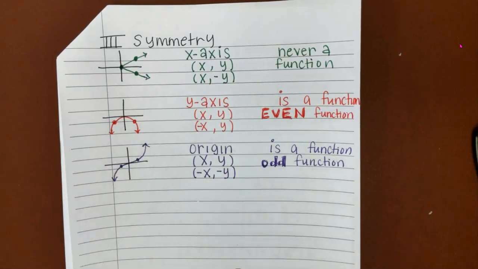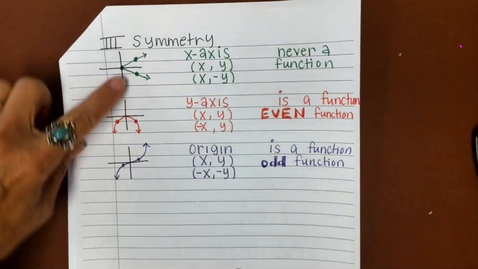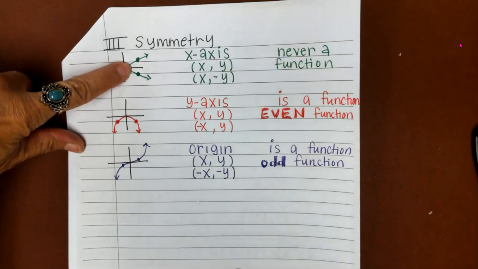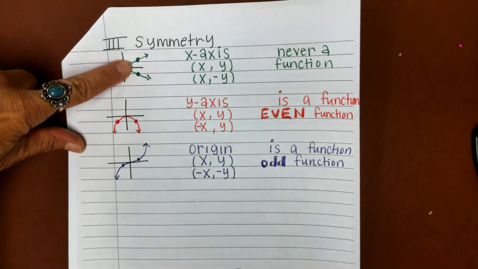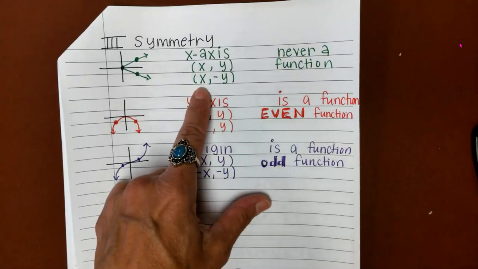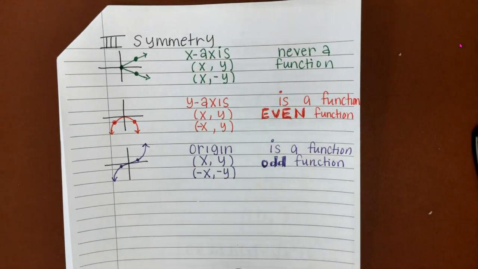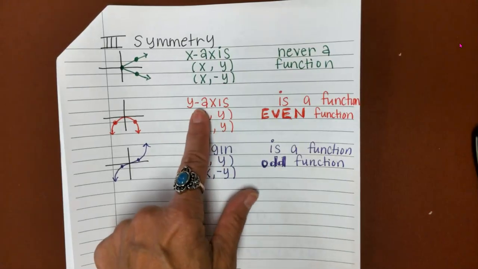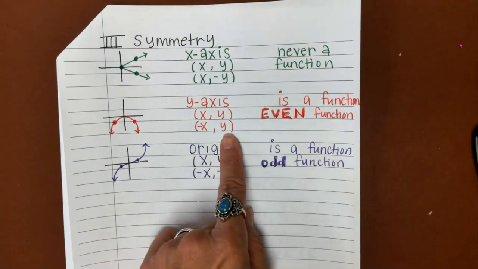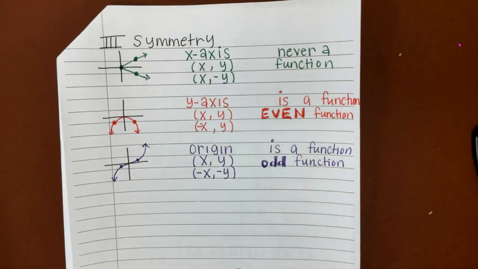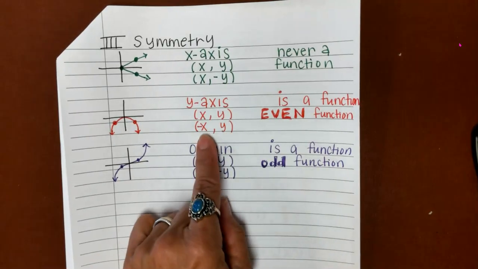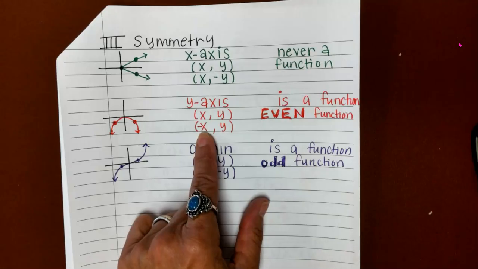If something is symmetrical to the x-axis, the y-coordinates are the complete opposite. The x-coordinates are exactly the same. Your x is just repeated. It is not a function. If you have something symmetrical to the y-axis, your y values are going to repeat. That's fine. You're just going to have one input and an exact opposite that matches it.